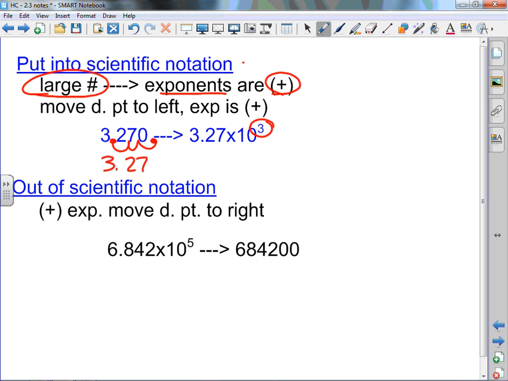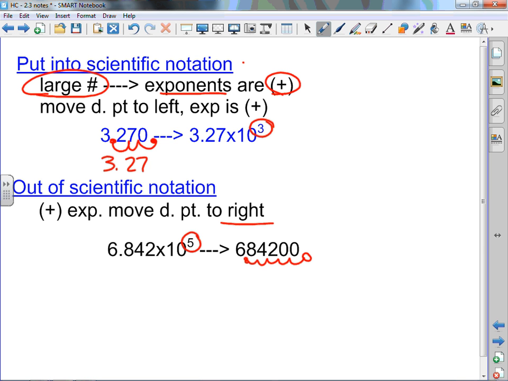Now we take it out of scientific notation. If we see a positive exponent, that means we move the decimal point that many times to the right. So 6.842 means we're going to move the decimal point 1, 2, 3, 4, 5 places. Now, we do not actually put a decimal point because, again, we only use it if the digits are significant.